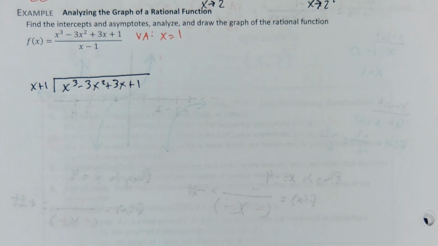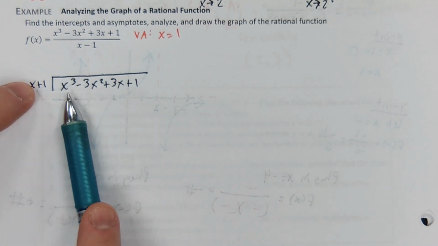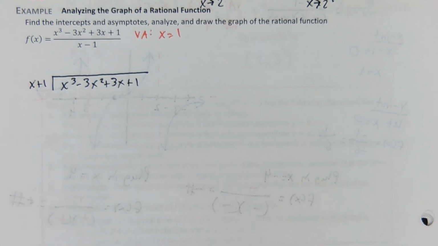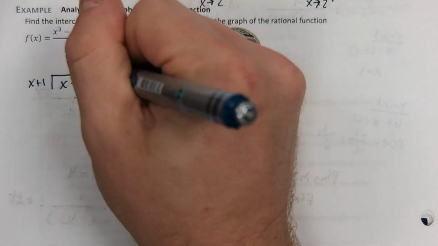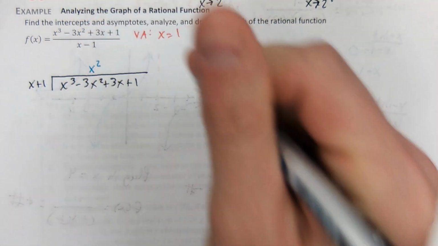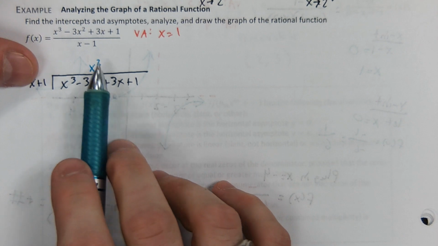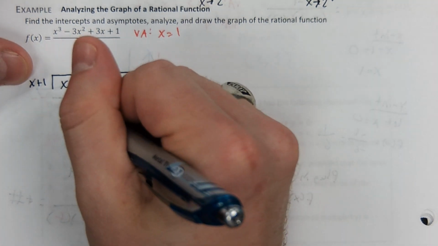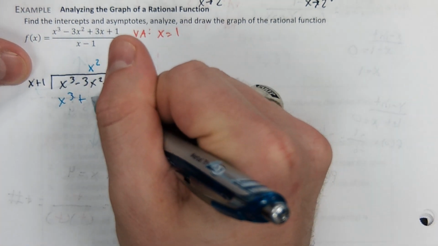There. Time for long division. We are trying to make an x become an x to the third. I'm going to need an x squared. Take your x squared and distribute it to x plus 1. You will get x to the third plus x squared.